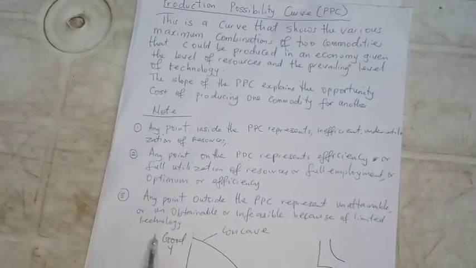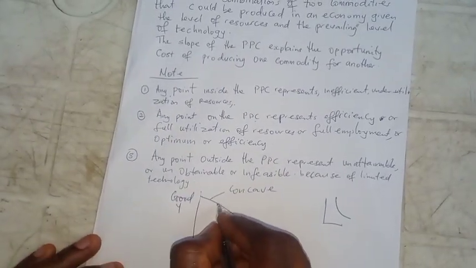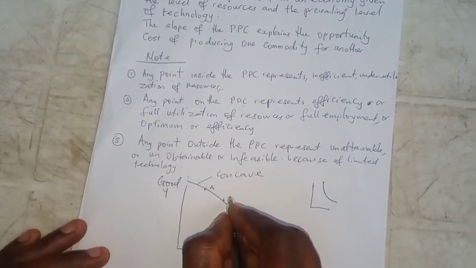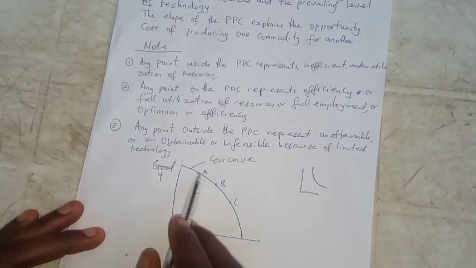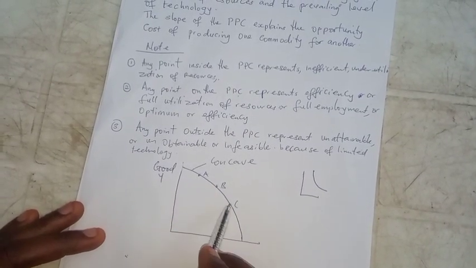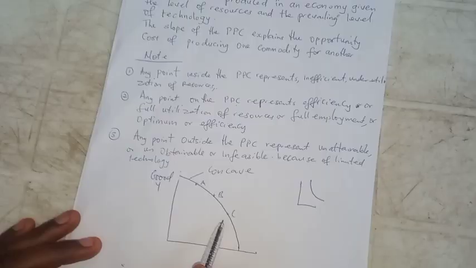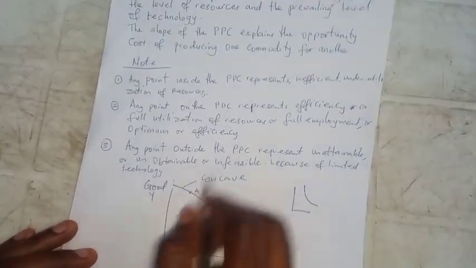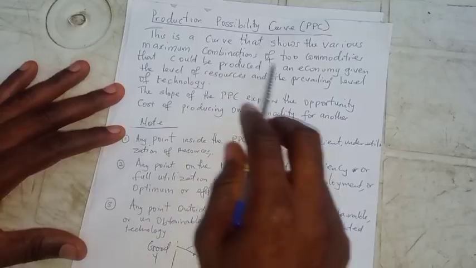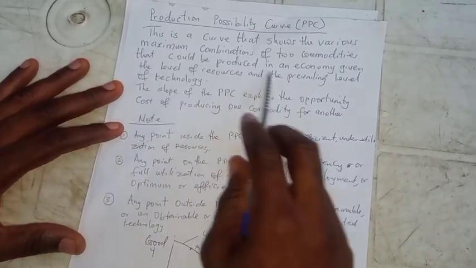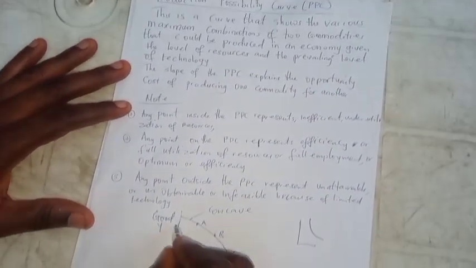So what he's saying here is that the curve shows various maximum combinations. Every point on this curve is a combination. That means you have combination A, combination B, combination C. You understand what I'm saying now? So every point on this curve shows a maximum combination of two commodities that could be produced in an economy. Let's say this is good Y and this is good X.